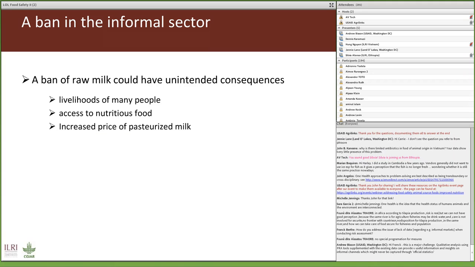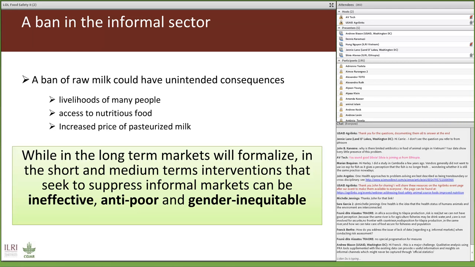A ban in the informal sector could have unintended consequences that need to be looked at or thought through at least. So I guess my point here, I will summarize it that way. It's not that we want these informal markets to stay forever.